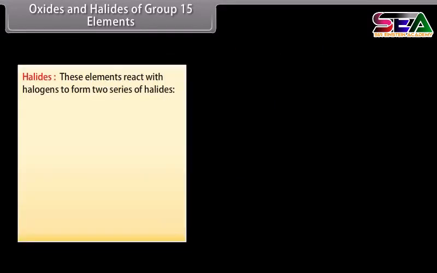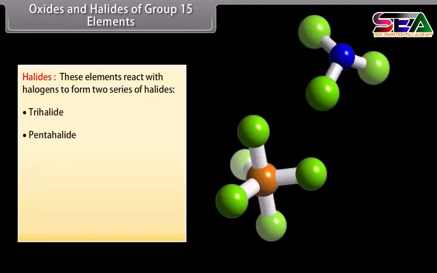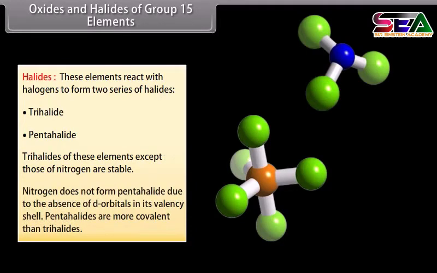Halides. These elements react with halogens to form two series of halides, trihalide and pentahalide. Trihalides of these elements except those of nitrogen are stable. Nitrogen does not form pentahalide due to the absence of d orbitals in its valence shell. Pentahalides are more covalent than trihalides.